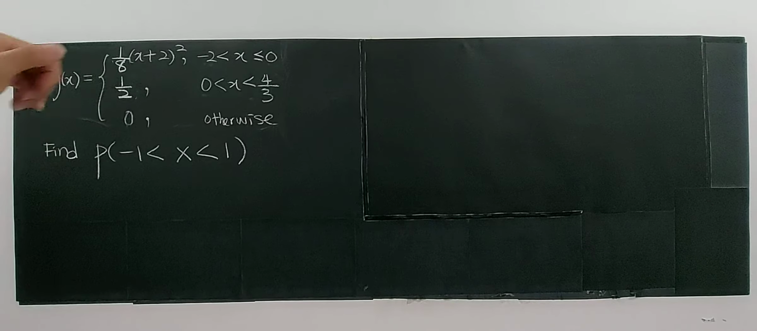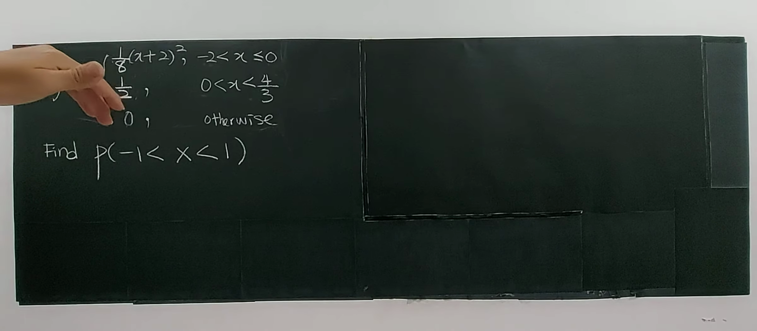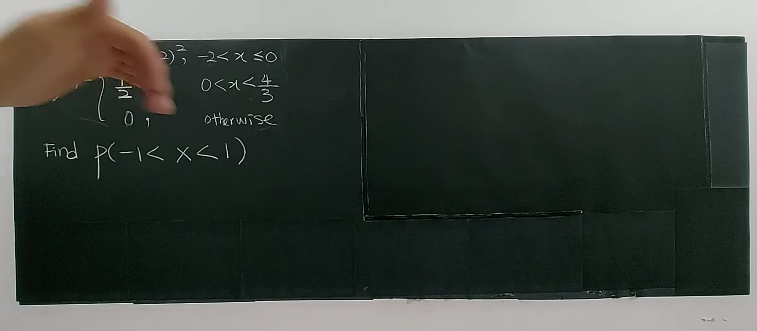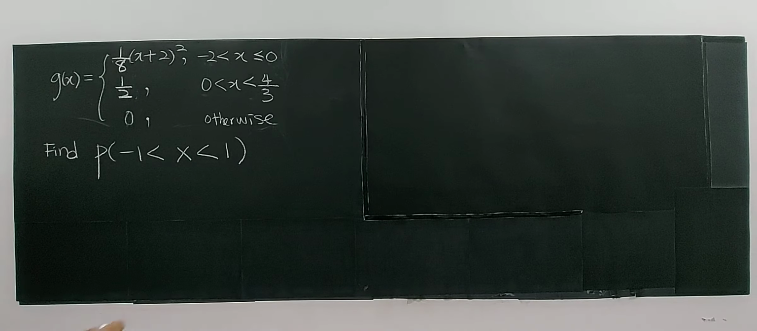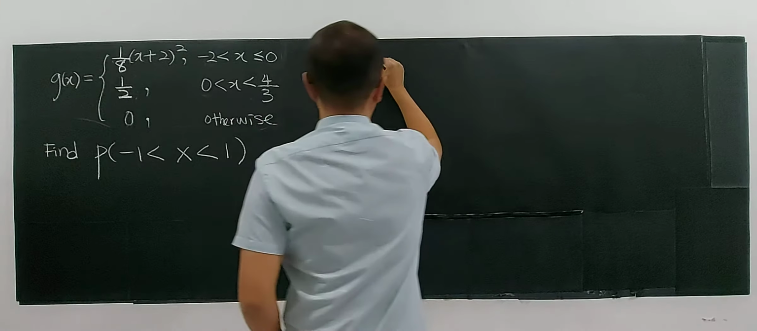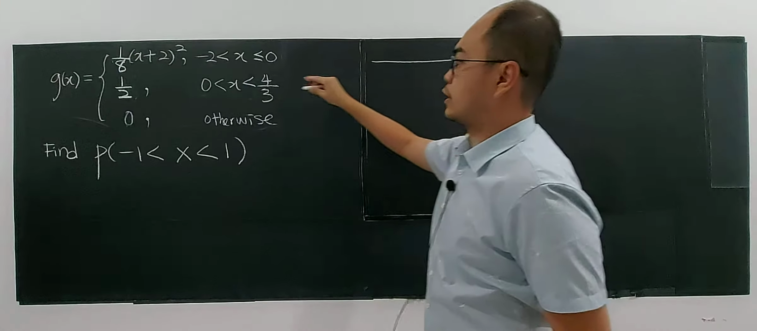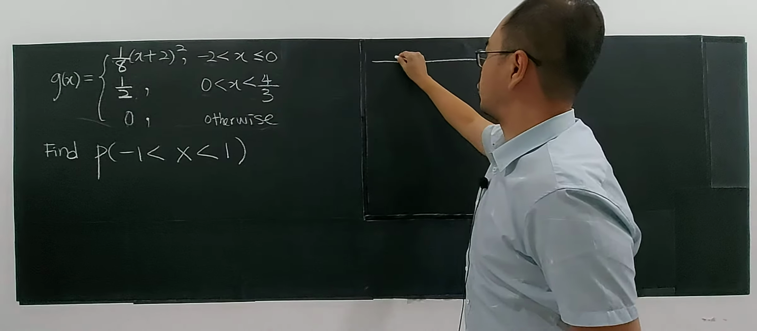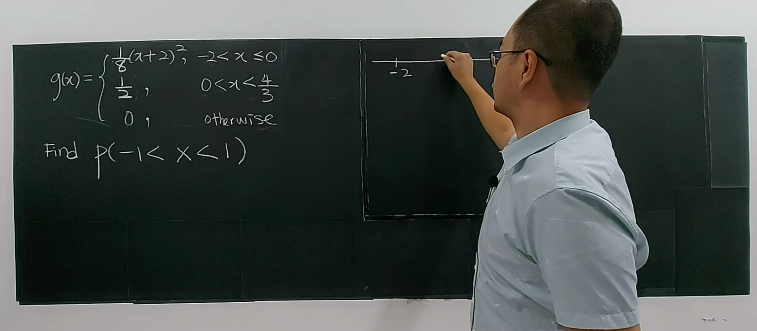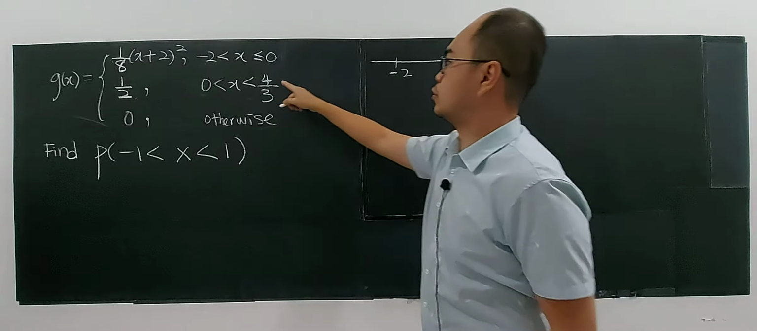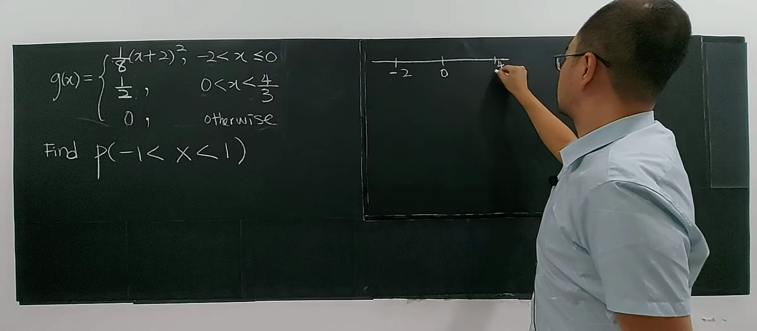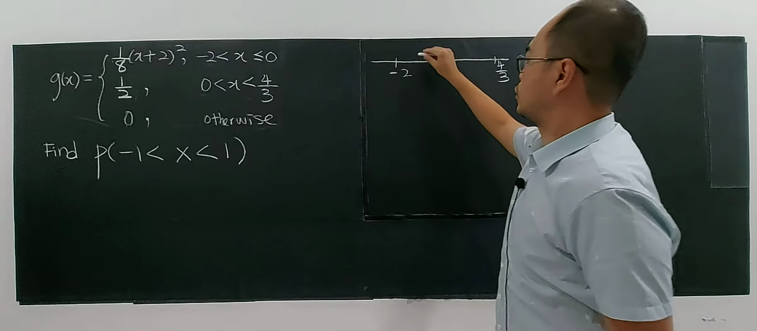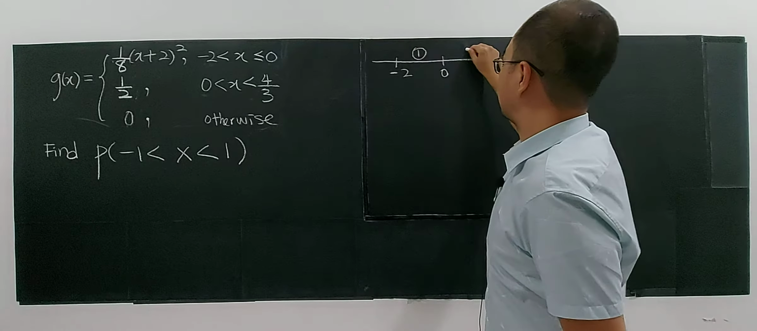Later on, the question usually will ask you to find the probability of x between negative 1 and 1. So then you have to understand the function. There is the boundary value, negative 2 up to 0, and from 0 up to 4 over 3. So I am just writing this way, the first interval and the second interval here.